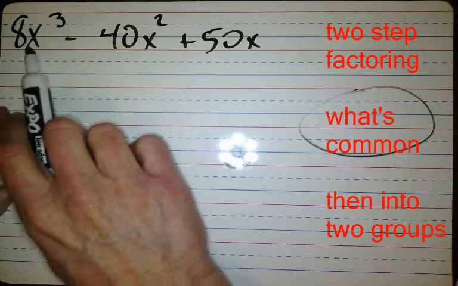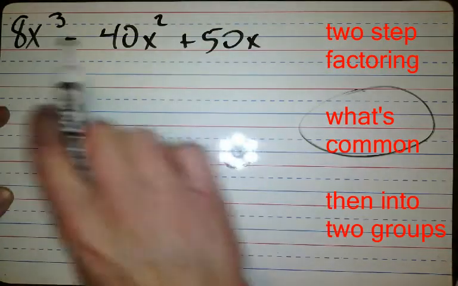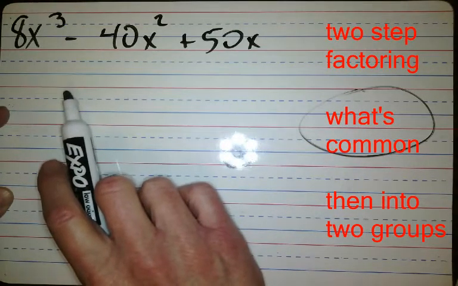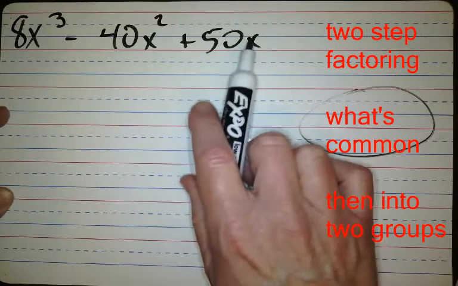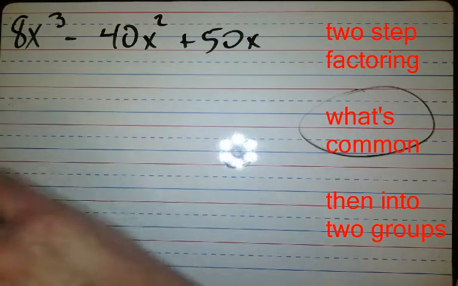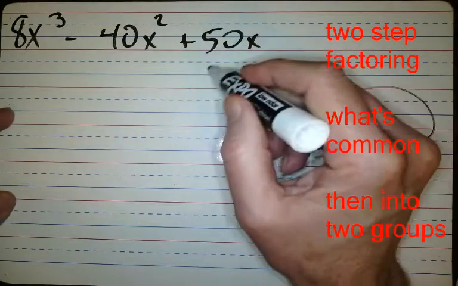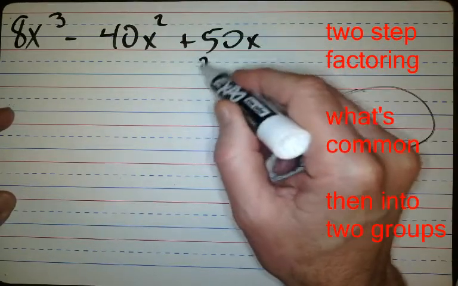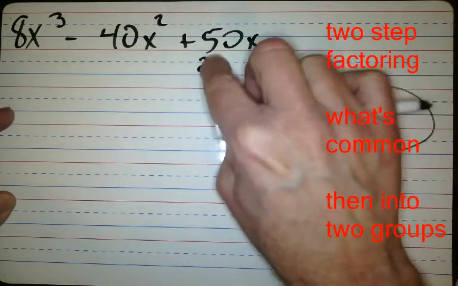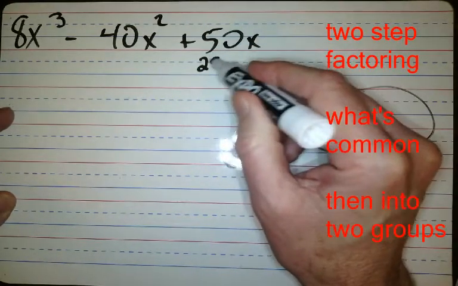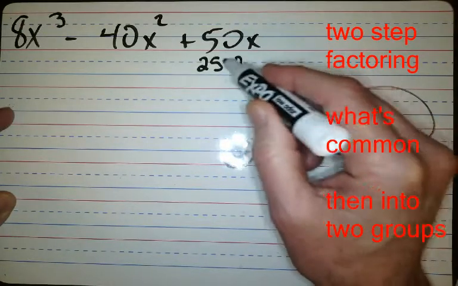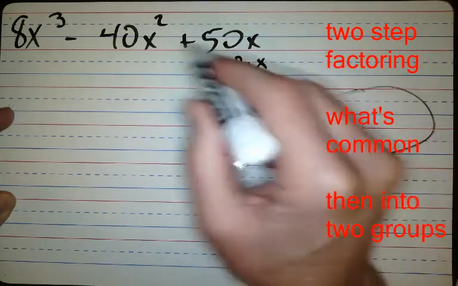Now, we look at all these numbers. They're all even, so I know they're all divisible by 2. Plus, I can tell that there's x's in each one. Now, some people like to look at it this way. They say, I know that this is 2 times 25, or maybe better, 25 times 2 times x. All right?